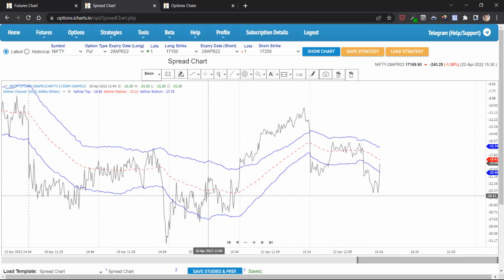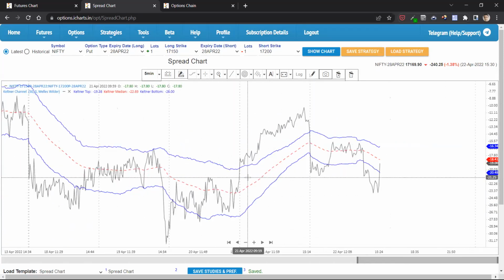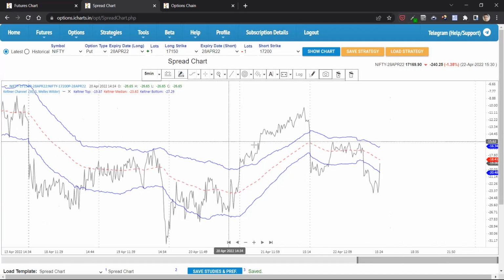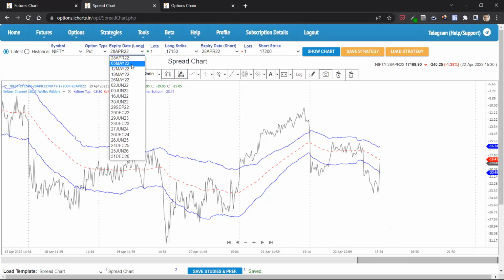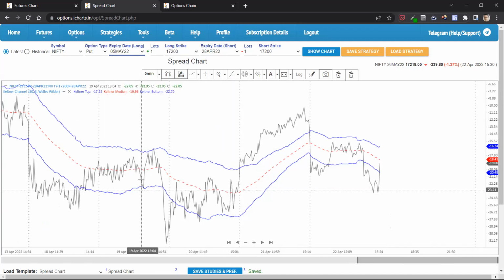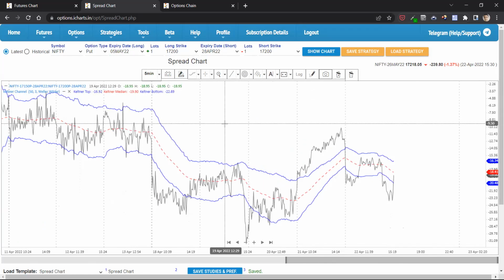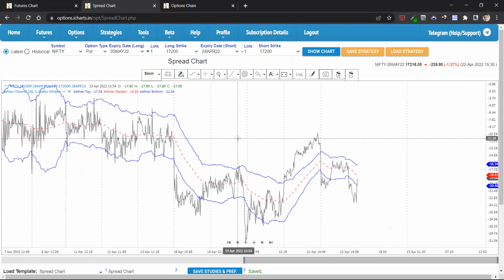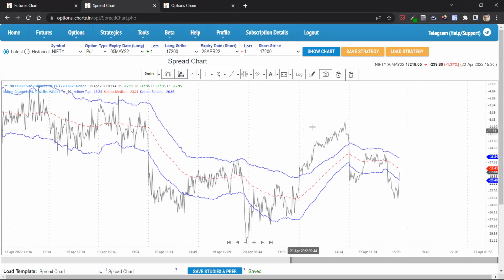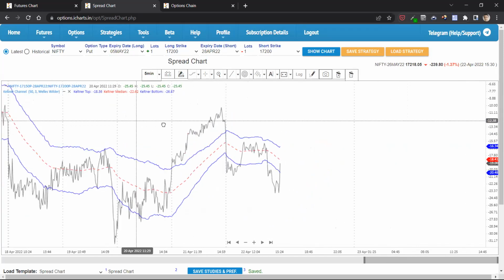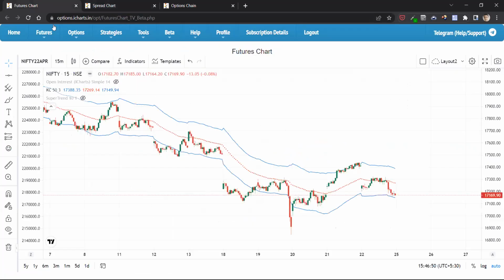The spread also is going to be like an iron fly. The idea is to keep it above the bands, not below the bands. And here you can even do calendar spreads. You can do vertical spreads, credit spreads, debit spreads, ratio spreads. Everything is possible in a spread chart. And adjustments are going to be very similar.